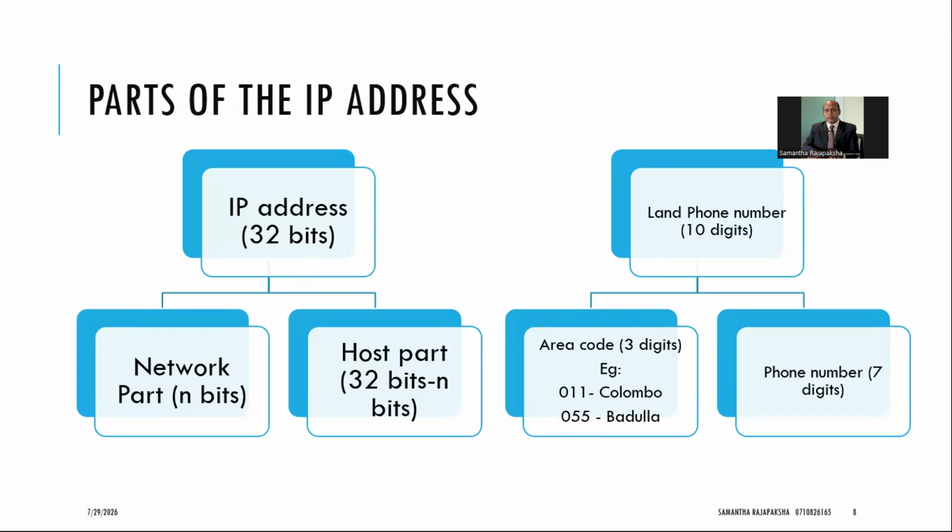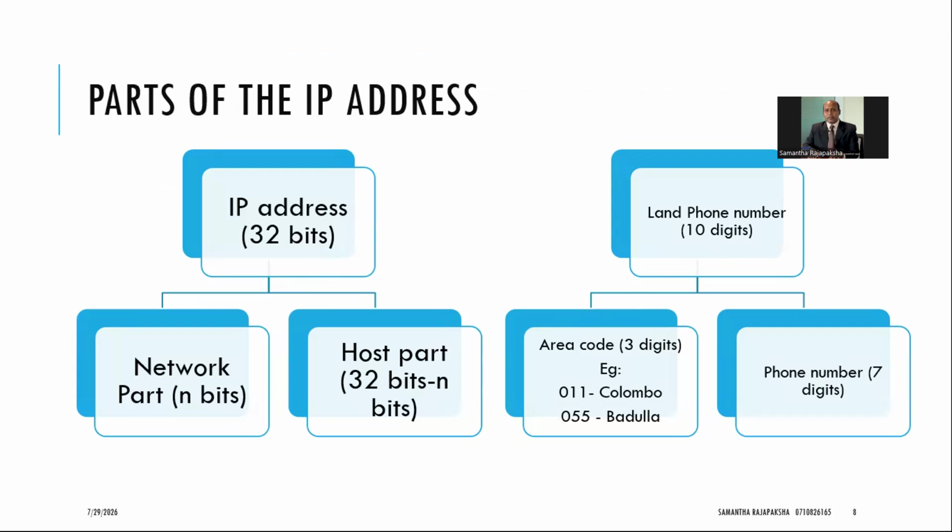Then remember, when you take an IP address, we can divide it into two parts. Every IP address we can divide into two parts. That is the network part and the host part. The network part is used to identify the network, because there are many networks in the internet. Each network can be identified by the network part. Each machine inside the network you can identify by the host part.